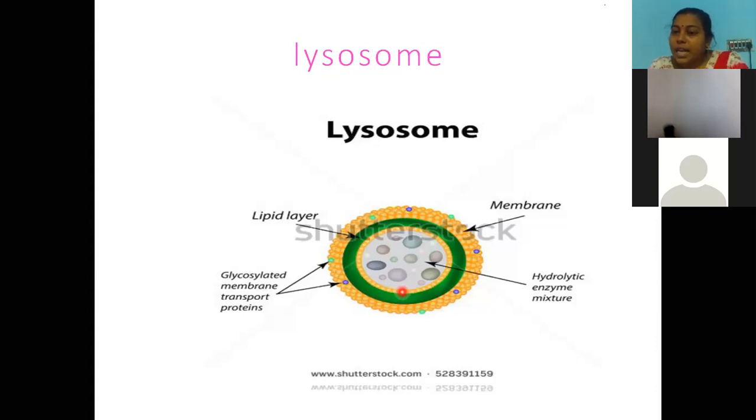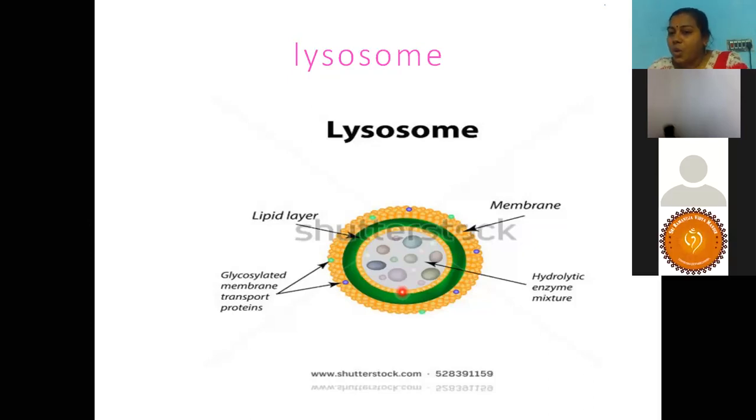Just listen. Lysosomes help in the intracellular digestion. How? These lysosomes have catalytic enzymes, or you can say digestive enzymes. These digestive enzymes help in the breakdown of large complex materials into simple ones. That is the process of digestion. They also help in the destruction of foreign particles, as in white blood cells.